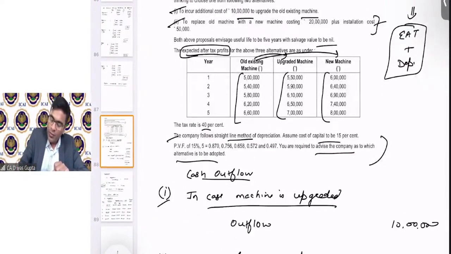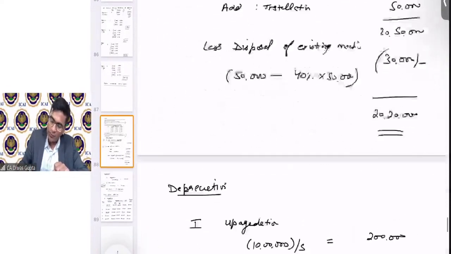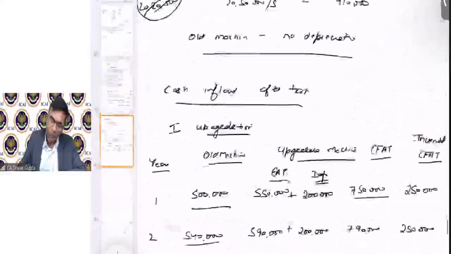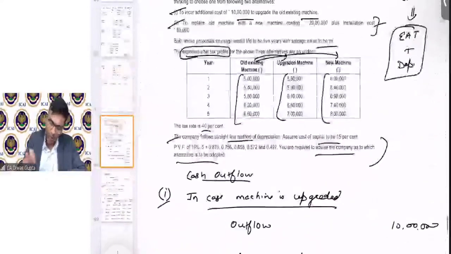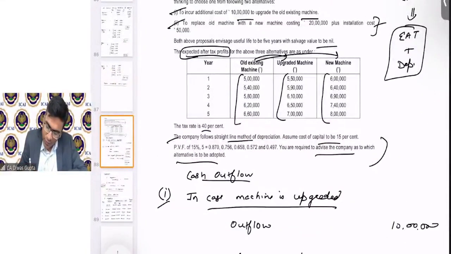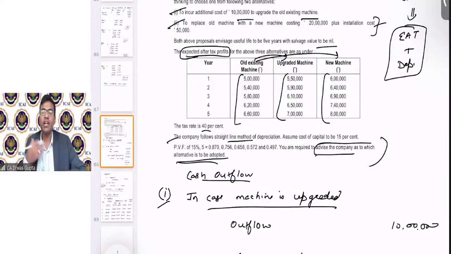So with this, the question is over, I think. Let's see once whatever requirements we have solved for. Assume cost, you're required to advise the company as to which alternative is to be adopted. So our advice is that the company should continue with the existing machine as is, without any upgrade and without any new machine. Okay. I hope this is clear, students.